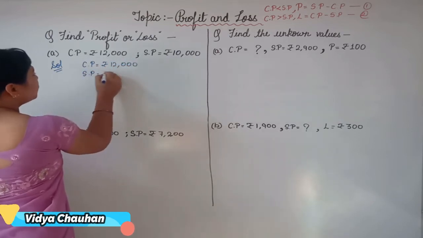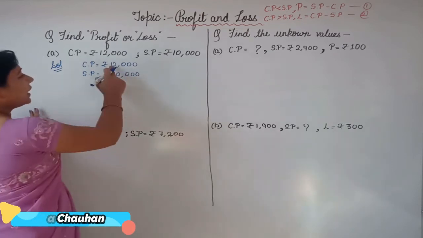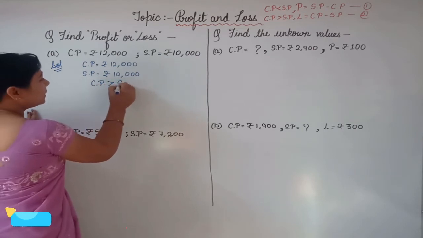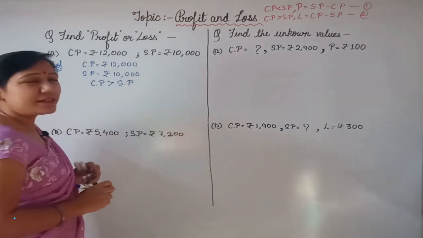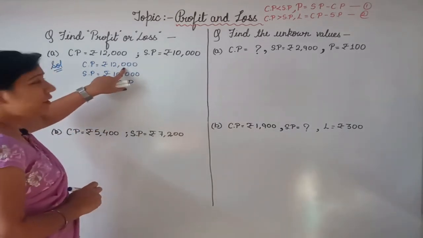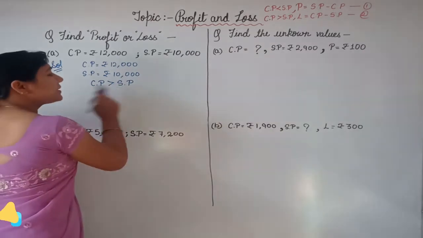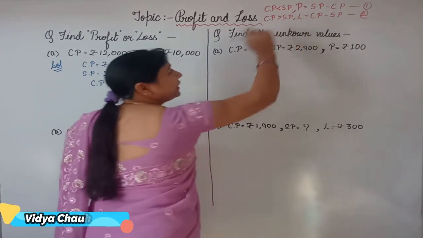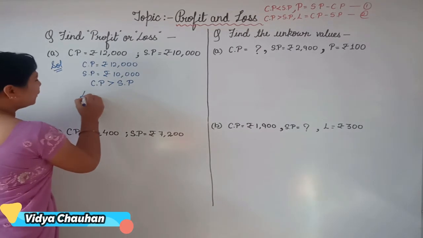SP equals 10,000. As you can see, in this condition CP is greater than SP. The cost price is greater than the selling price. Purchased for 12,000 and sold for 10,000 rupees only. Since CP is greater than SP, it is a loss. So it is a condition of loss.